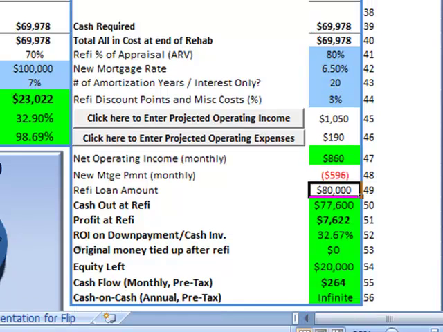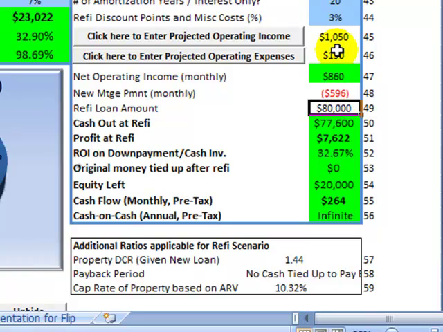New loan amount is $80,000, and after the 3% closing costs, your wholesale buyer will cash out $77,600. So $77,600 minus what he spent, which is $70,000, actually nets him a profit of $7,622 at closing. His return on investment, and this is annualized based on $70,000, he's actually making, just from this profit, 32% on his money.